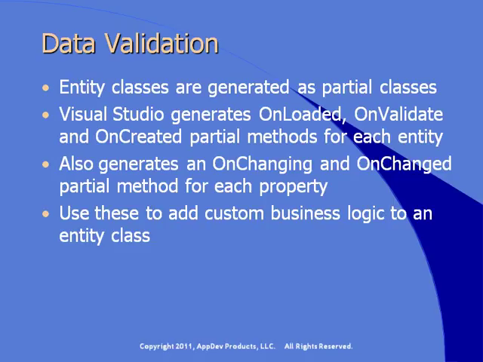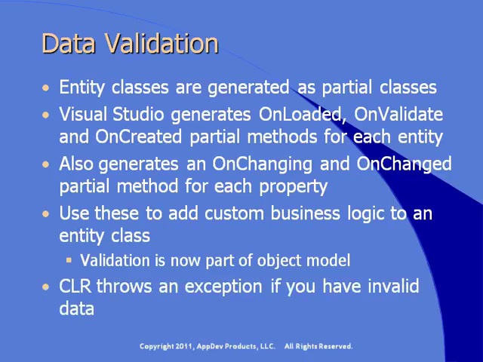You can use the OnChanging partial method for a property to validate that property. So in the OnChanging of the unit price, you might put in the code that says price can't be less than 0. So now validation is part of your object model. And the CLR will throw an exception if you call submit changes and there's invalid data. Let's go see this.